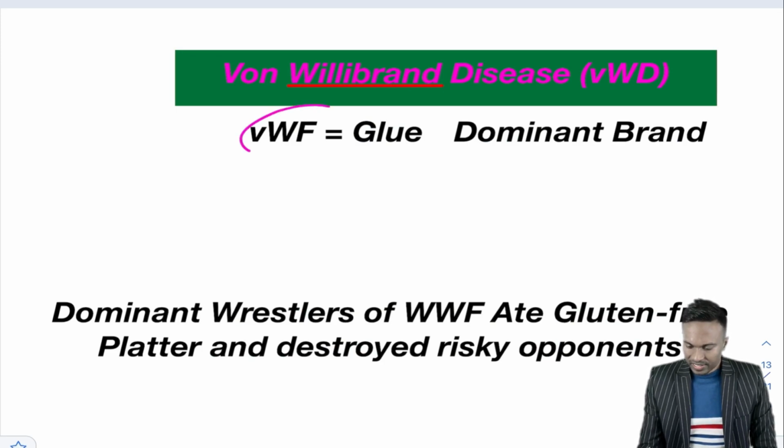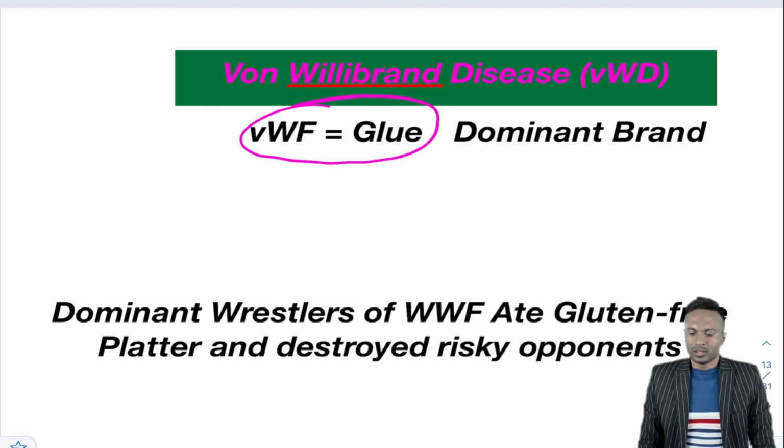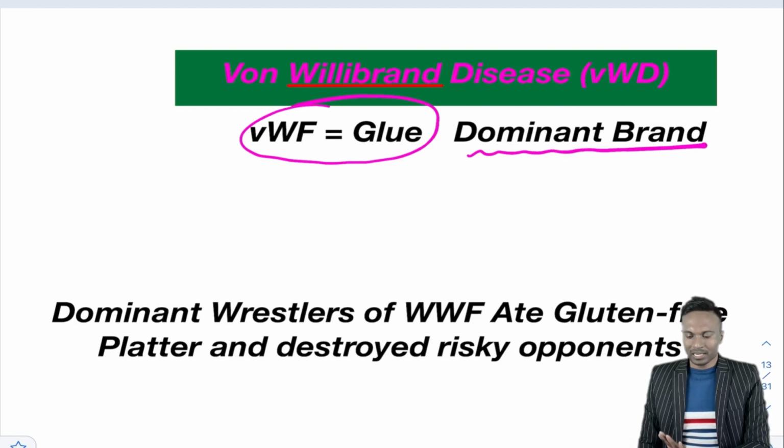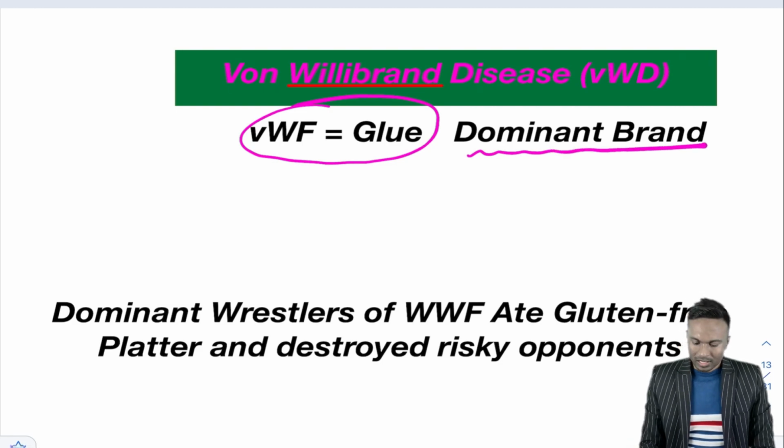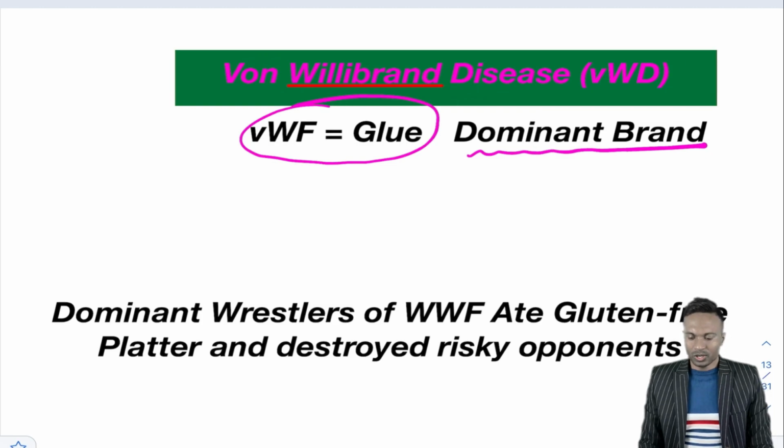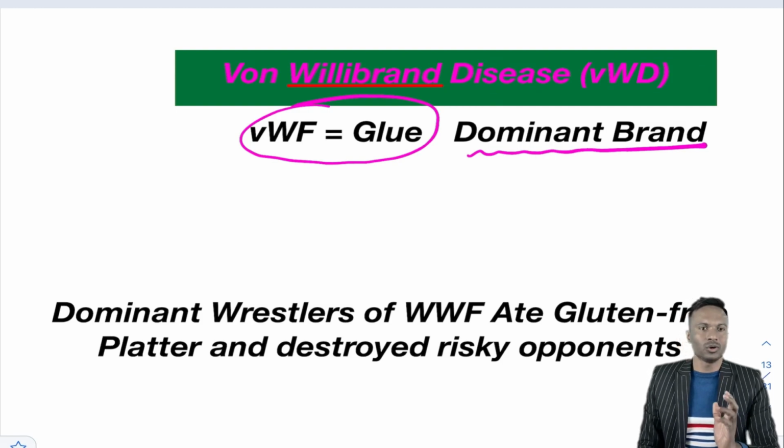This von Willebrand factor acts like glue. Von Willebrand is a brand, so it must be a dominant brand, is what first comes to mind, but leave this. You have a simple mnemonic for remembering various things related to von Willebrand disease. The mnemonic is: dominant wrestlers of WWF. Earlier WWE was known by the name WWF. Ate gluten-free platter and destroyed risky opponents.